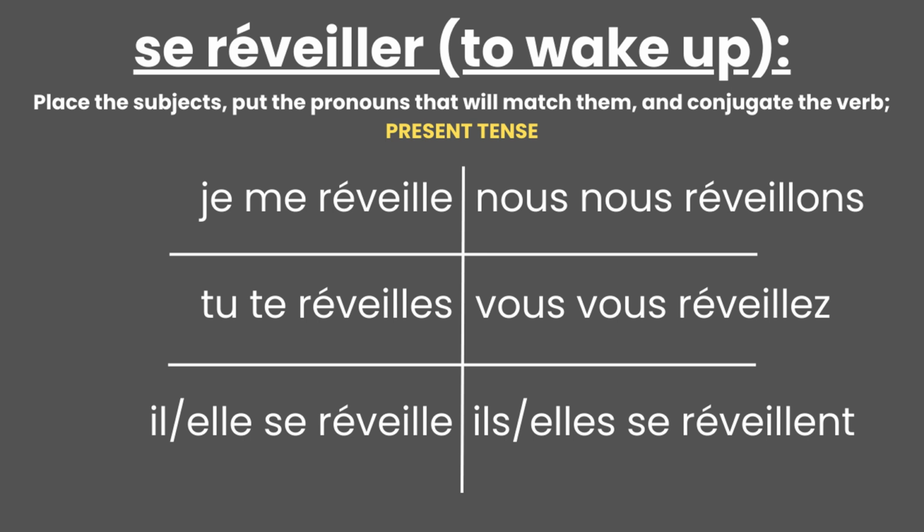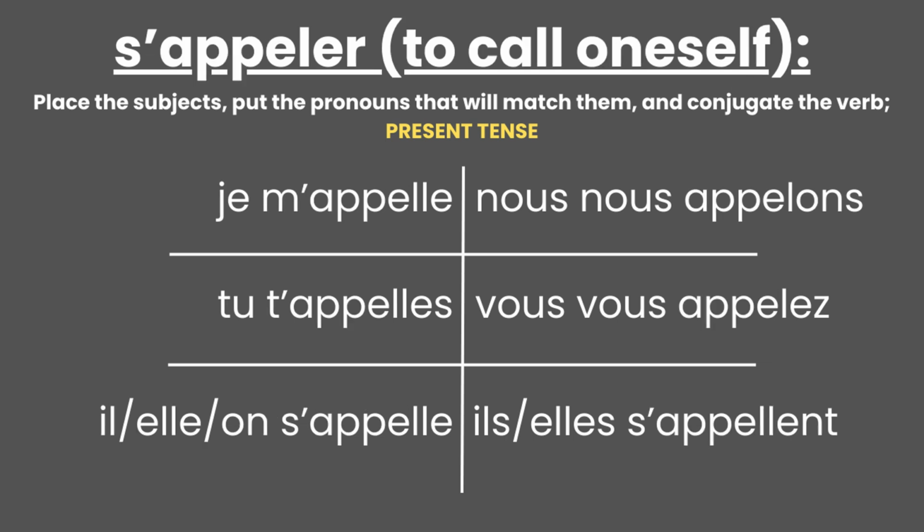Now, let's conjugate the verb s'appeler, to be called or to call oneself. We place the subject, put the pronouns, and conjugate the verb. Je m'appelle. Tu t'appelles. Il, elle, on s'appelle. Nous nous appelons. Vous vous appelez. Il, elle s'appelle. This verb has a little spelling change, where the l doubles in most forms, along with using contractions in some pronouns.